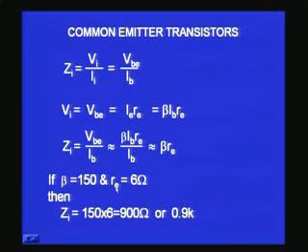Beta is around 150. In a typical case, if I take about 150 for beta, this B is actually the beta symbol, and RE is around 6 ohms. Then the input resistance is a product of 150 into 6, that is 900 ohms. This is nearly 0.9K. So you can immediately see in the case of a common base amplifier, the input resistance was very, very low, whereas in the common emitter amplifier, you find the input resistance is around 1 or 2K. It is about 1K in this case, 0.9K. So it is a larger value.